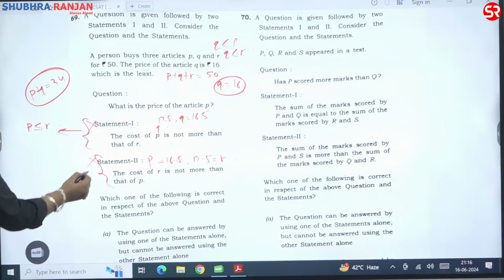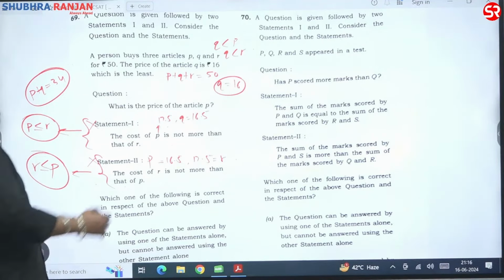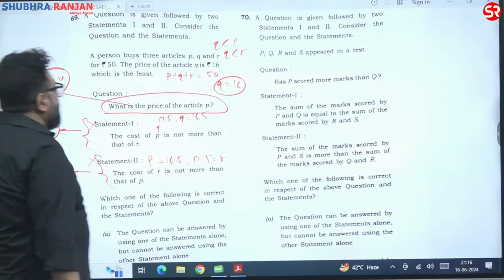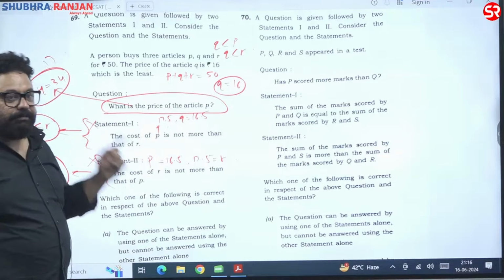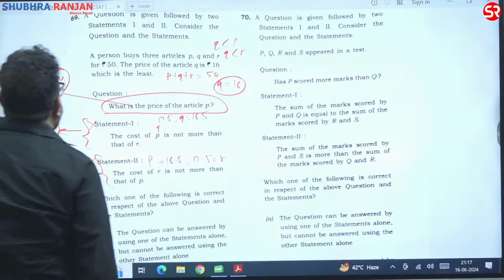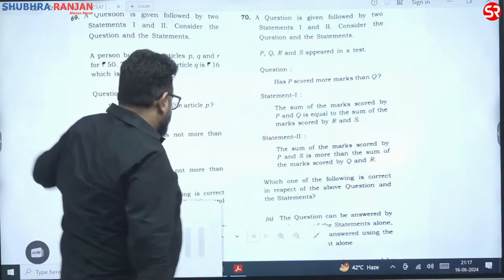And R is not more than P. So R is less than or equal to P. So if I combine them together, it definitely gives you P is equal to R. If P is equal to R, in that case, what is the price of article P? The price of article P is 17. So your answer is 3. When you combine together, you get an answer, isn't it? So definitely your answer comes out to be combination, right?